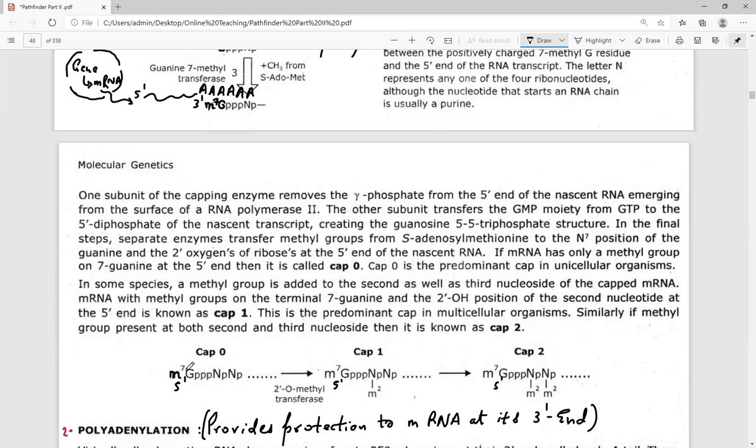You can find here, this is the methyl group that is present in the case of cap 0. Then cap 1 will contain two methyl groups. This is the first methyl group, this is the second methyl group. So there are two methyl groups present in cap 1. Then at cap 2, one is here, another one is here, and this is here. So there are three methyl groups, and it is referred to as cap 2. So there are three different cap regions: cap 0, cap 1, and cap 2.